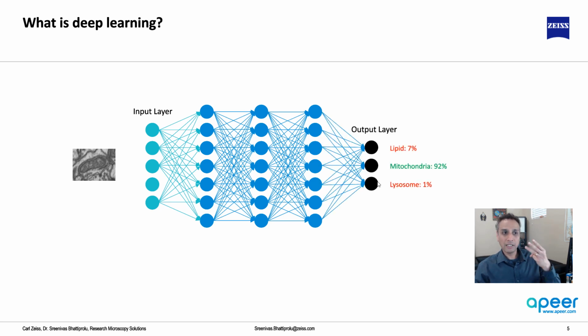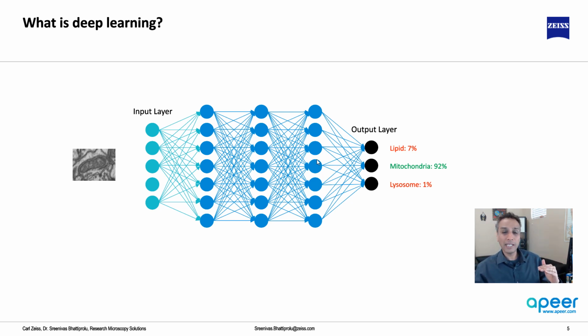My output layer has 3 outputs because I built this problem in such a way that I'm feeding my neural network with 3 different classes of images. One class is lipids, the other one is mitochondria, the other one is lysosomes. These are the 3 images. Think of this for non-biologists, okay? You're trying to do a dog, a cat, and a cow. 3 different things.